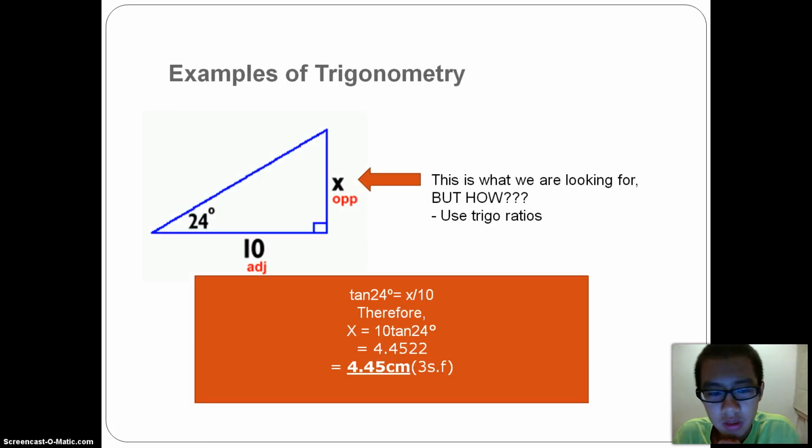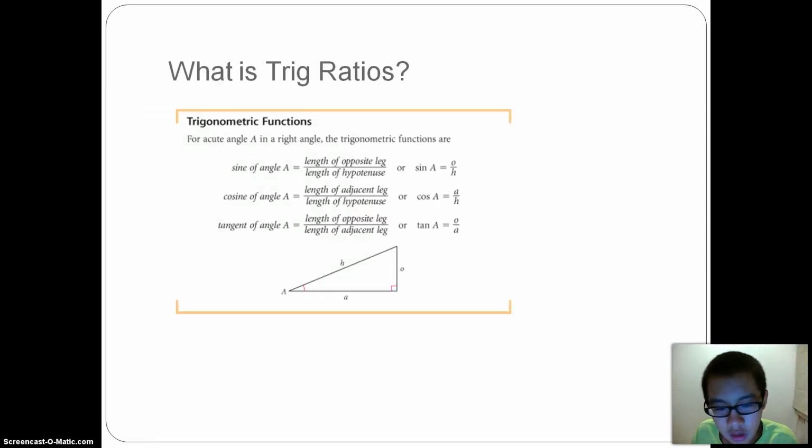Okay, examples of trigonometry. This is what we're looking for. We're looking for x, and we have 24 degrees there, and we have the adjacent side, which is 10 cm. So we have to use trigo ratios to solve this. We're going to use tangent. As you can remember, tangent is always opposite over adjacent. As we look back, tangent of the reference angle is the length of the opposite leg over the length of the adjacent leg, which is tangent A.